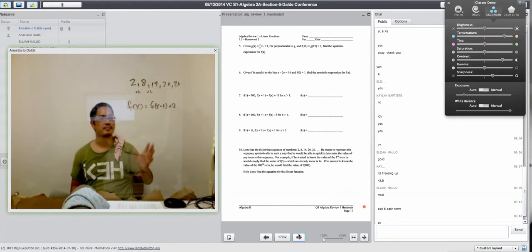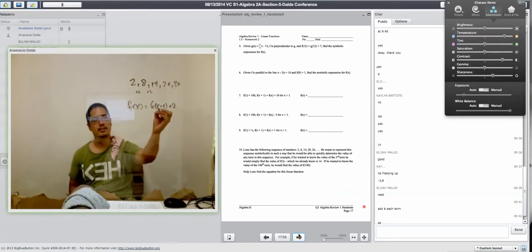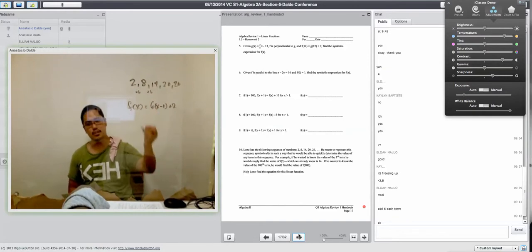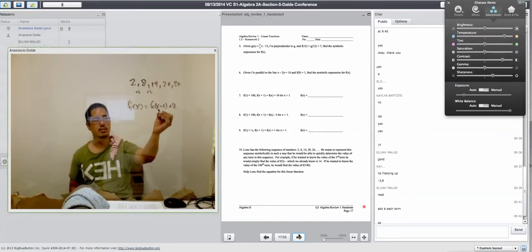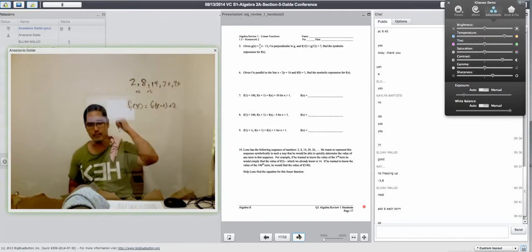All right. Let's prove that this works. If we plug in 1 over here, we should get 2 out. So 1 becomes 1 minus 1, which is 0. 0 times 6 is 0, plus 2 is 2. Good. If we plug in a 2 here, we should get an 8 out. 2 minus 1 is 1, times 6 is 6, plus 2 is 8. Boom, we're good. You see how this equation does in fact work?